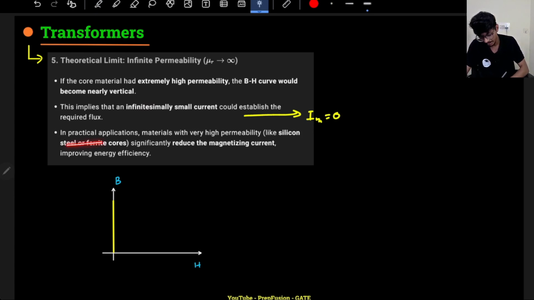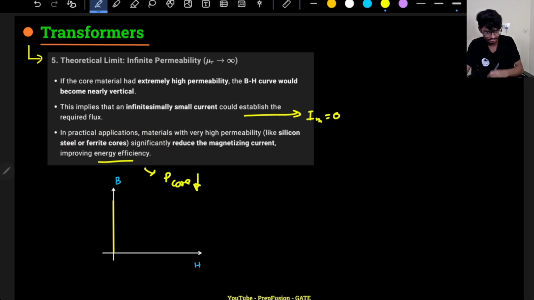Okay, but in practical applications, materials with high permeability like silicon steel or ferrite cores are used. Of course, infinite permeability is not possible, so we use materials with high permeability like silicon steel or ferrite cores. This significantly reduces the magnetizing current and improves the energy efficiency. Because of course the power required will be less, right? So P core, this is known as the core loss, that I will discuss when we discuss the losses in transformer. So P core will be simply very low.